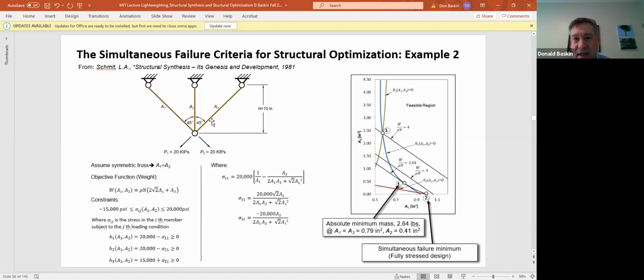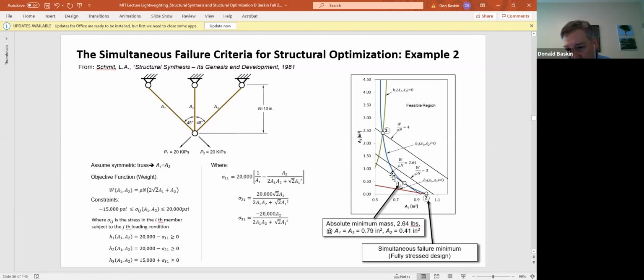H1, H2, and H3. Now, if I plot H1, H2, and H3 on the graph, you get these blue, green, and red lines you see here. H1 is given by the blue line, that's H1 equals 0. H2 is given by this red line, and H3 is given by this green line right here. Those lines are the absolute maximum you can push the stress: sigma 1,1, sigma 2,1, sigma 3,1.